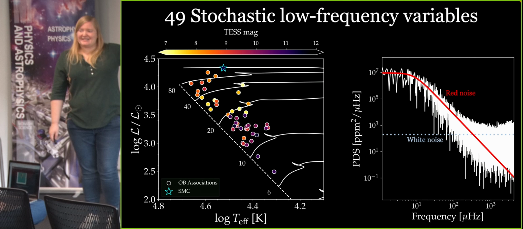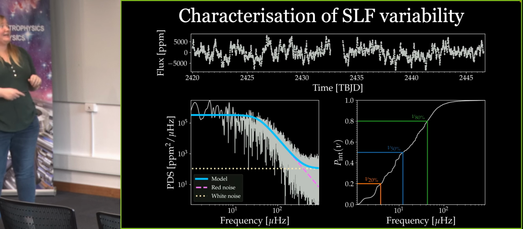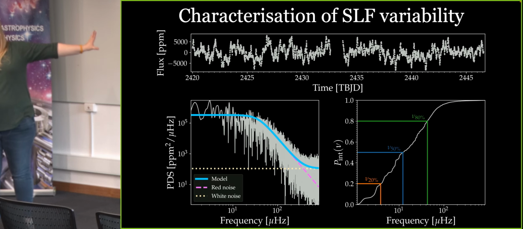Now, the way to characterize these signals you can do in different ways, and I wanted to discuss two such methods. This is again an example of such an SLF, so a stochastic low frequency variable, where on the top is an example light curve for such a star. On the bottom left panel, you see the power density spectrum, and on the right, you see a cumulative integrated power spectrum that is normalized to 1 at a given frequency, where essentially we're integrating the power of this power density spectrum over frequency to measure at what frequency we get 50% of the power, for example.